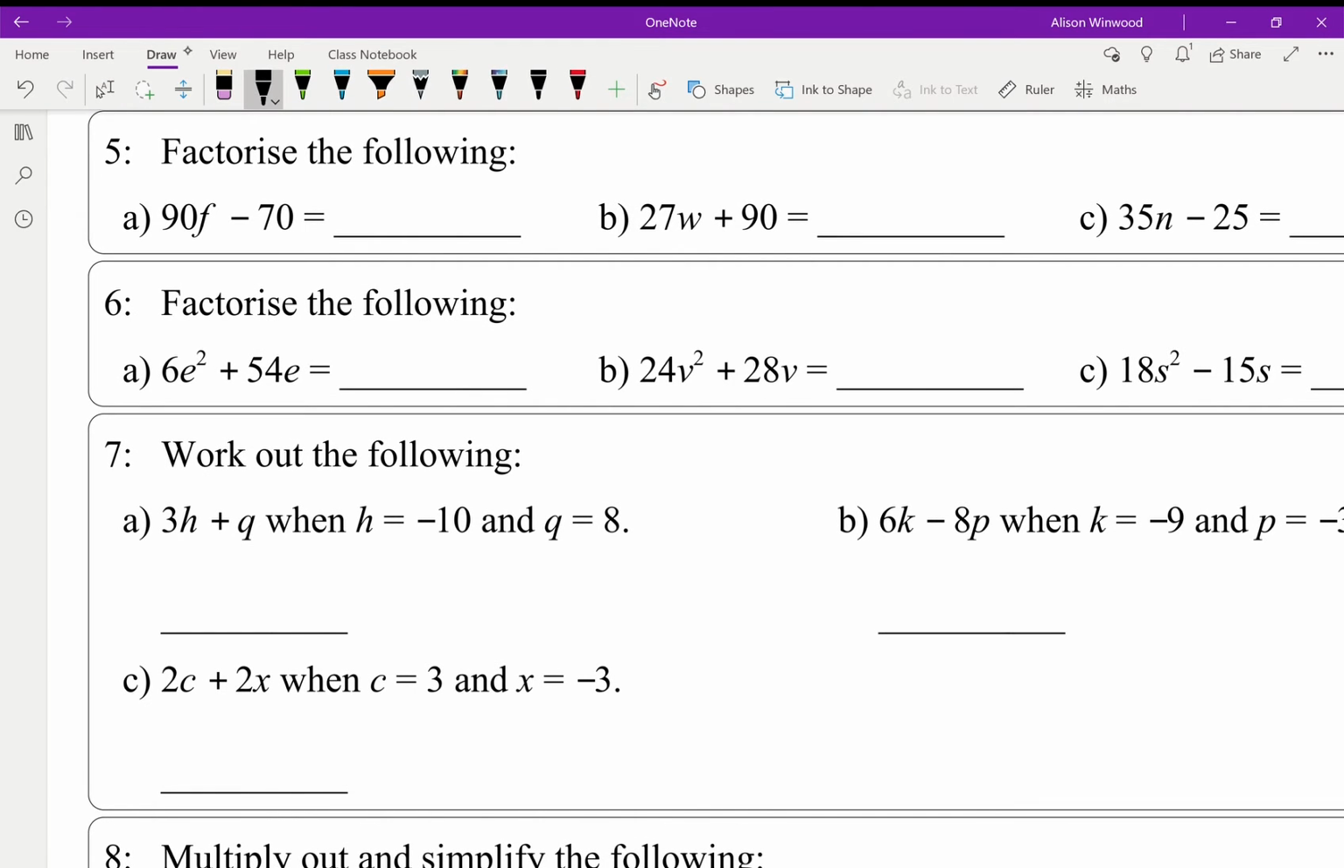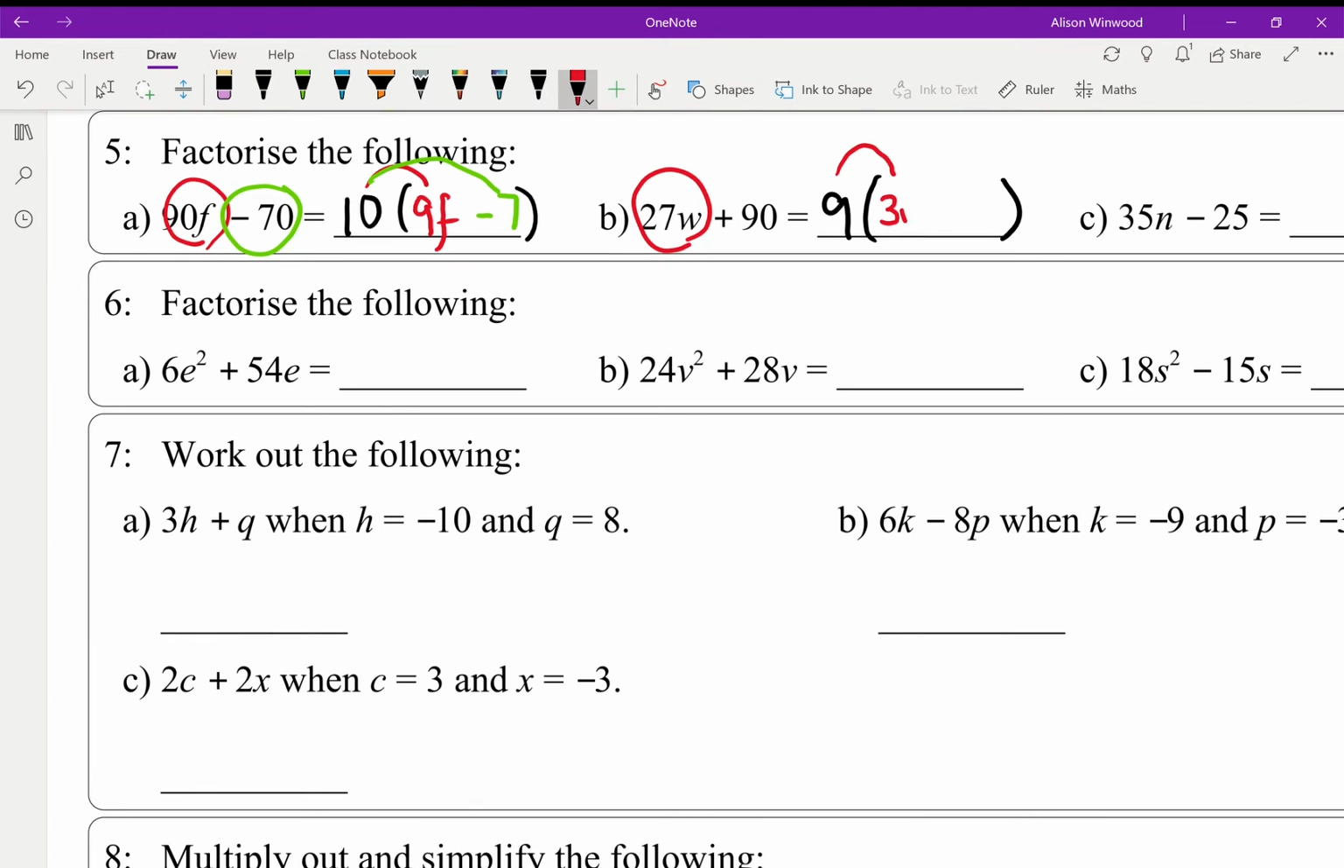Factorising, I'm looking for a common factor in the numbers, which in this case is 10. Then to make 90F, I need to multiply by 9F. To make negative 70, I'd need to multiply by negative 7. 27 and 90 have a common factor of 9. To make 27W, I need to multiply by 3W. To make positive 90, that'll be positive 10.